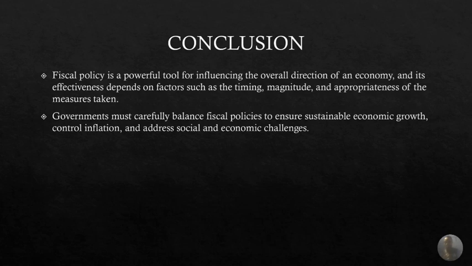Are they not conflicting? And also, the government must carefully balance fiscal policy to ensure sustainable economic growth, control inflation, and address social and economic challenges. That's the most important thing, the idea that the government is supposed to ensure we have sustainable growth, the kind of growth that has more stable employment levels and stable inflation, not getting out of control, at the same time addressing social and economic challenges facing the ordinary citizens of this country.